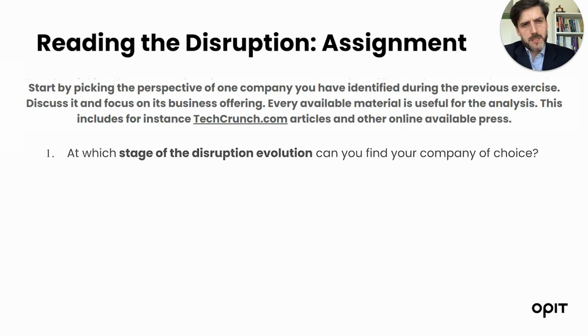The first step is to define at which stage of the disruption evolution this company is. You might find companies that are already leveraging democratization, or at least they are in the democratization, and some others that might be in earlier stages. Ideally, you are filling all the spots from digitized into the stage the company is.